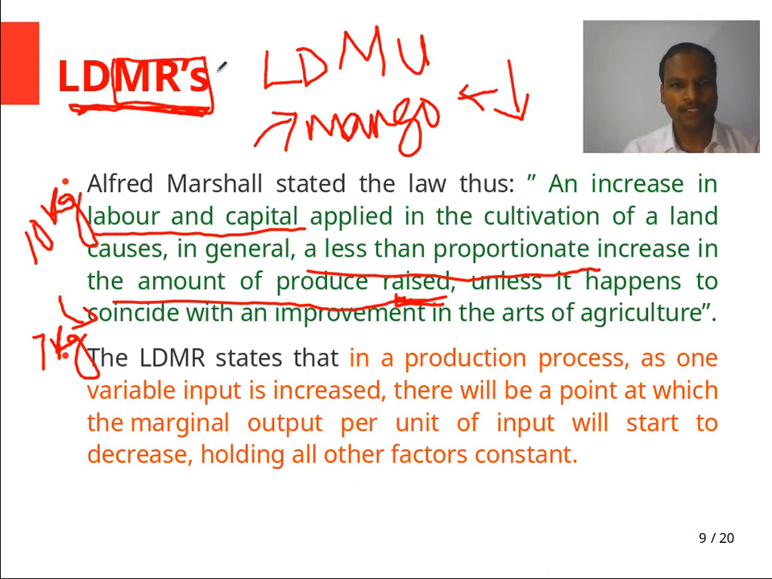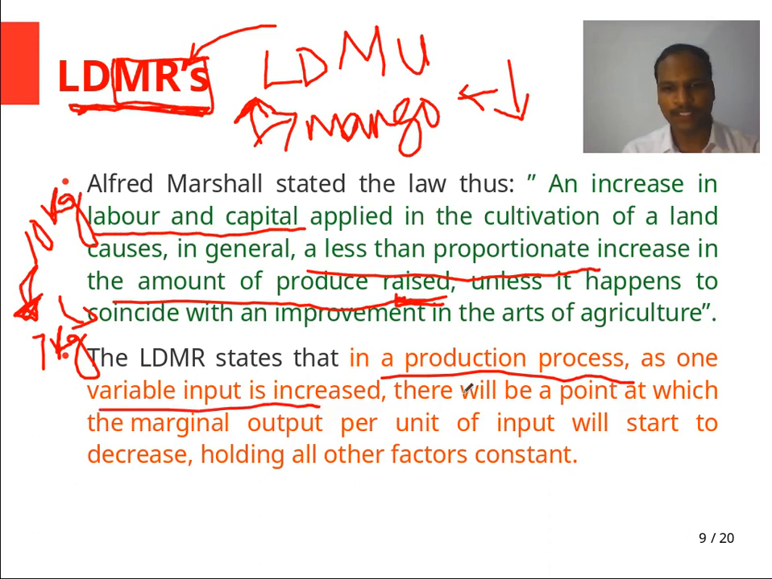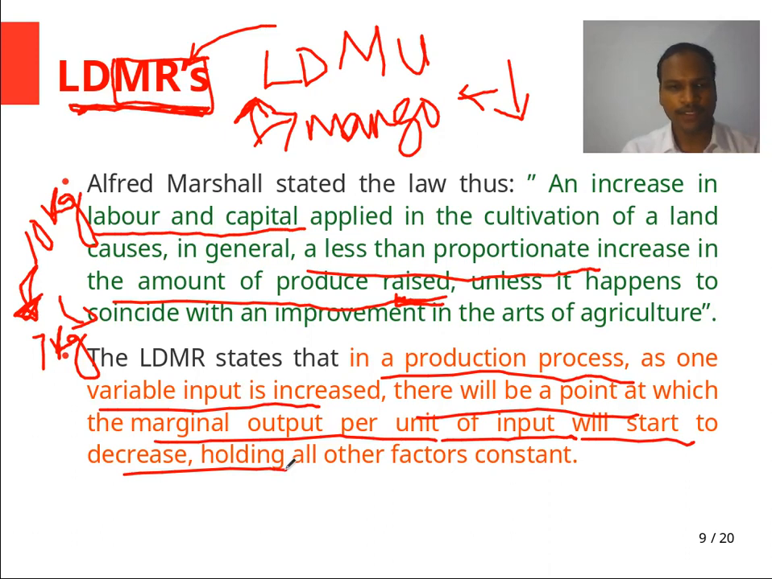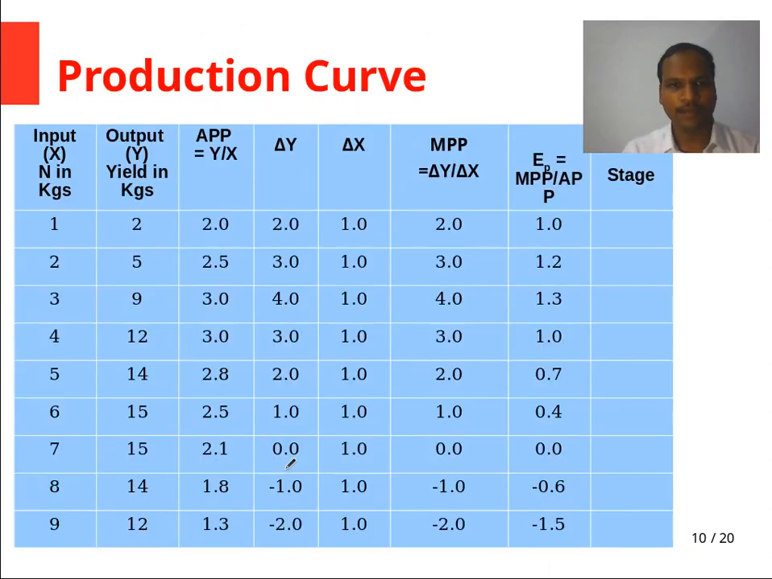It is similar to our law of diminishing marginal utility. As the consumer consumes more, the additional utility derived is decreasing. Here, when the inputs used are more, the additional return generated decreases. So in a production process, as one variable input is increased, there will be a point at which the marginal output per unit of input will start to decrease. That is what LDMR means. So let's see the production curve.